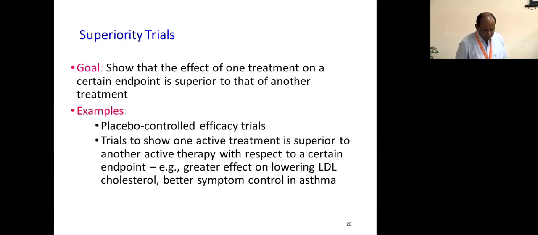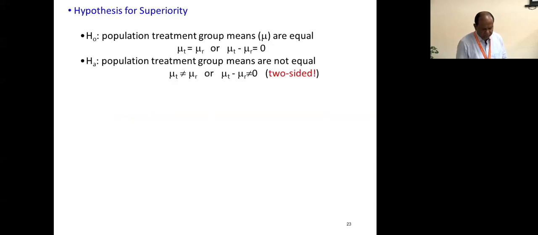Now, this is the placebo control trial. I'm not going to talk about placebo control trials, as they're very rarely done. Here, one active treatment is superior to another active therapy with respect to a certain endpoint. This is what we have in mind. We write this: T is the new treatment and R is the reference treatment. The difference in the means is 0. That is your null hypothesis.